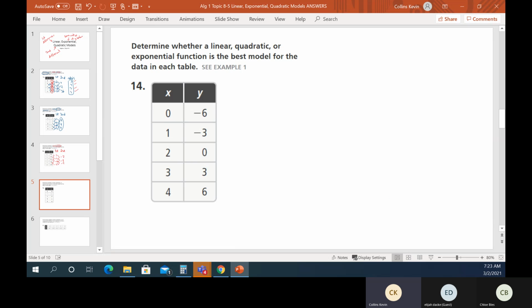All right, so same deal. Look at this guy, so I go from minus 6 to minus 3, that's going to be up 3, right? Minus 3 to 0, up 3. 0 to 3, up 3, and then 3 to 6 is up 3. So our first differences are all 3. So that means this guy is linear.